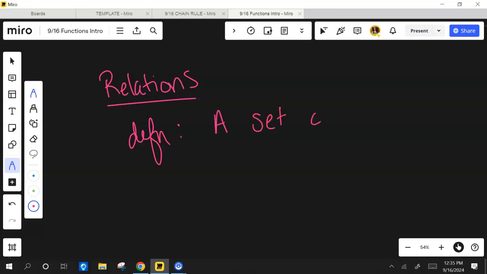It's a set of ordered pairs. A set of ordered pairs.